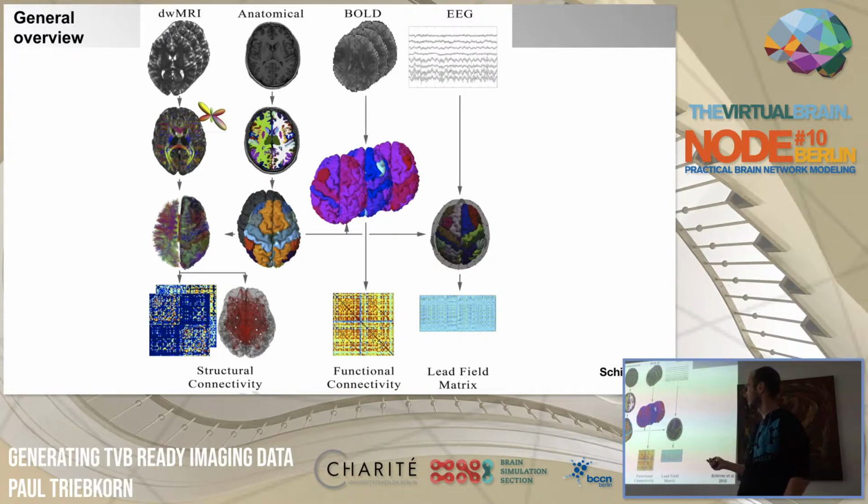BOLD data, similar. We map the BOLD data to the regions identified in the structural image. One big step is aligning the different modalities to each other. So we can extract region-wise time series and then do whatever we want with this. But what we usually do is compute pairwise correlation coefficients to construct a functional connectome. And EEG, the leadfield matrix. There are many different pipelines out there. This is just one example. I'll cover other aspects later on.